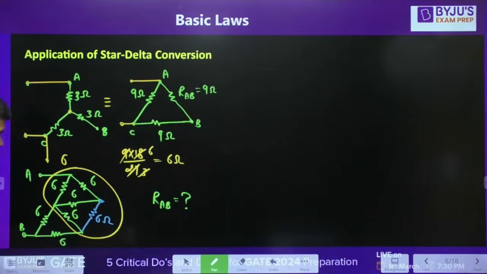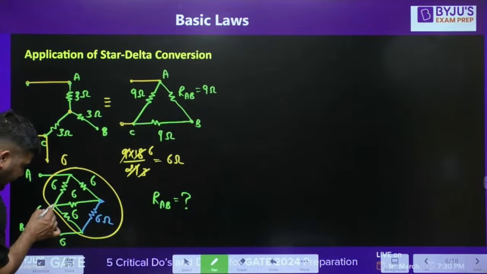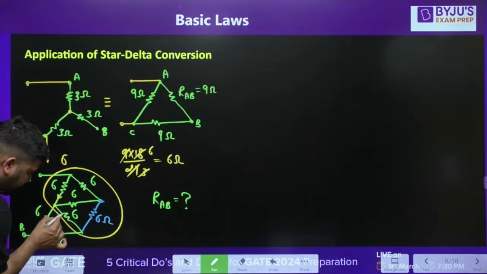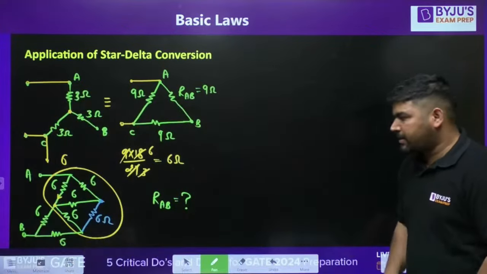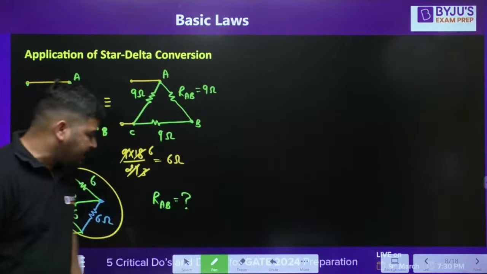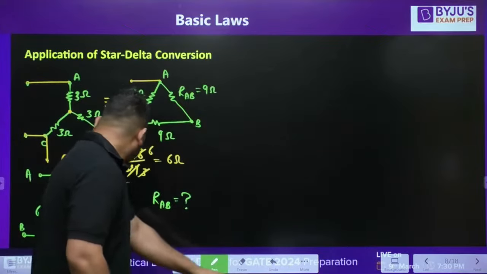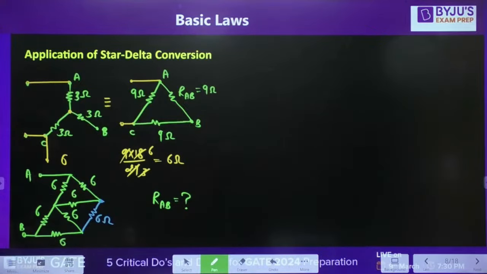Why not? Because there is a current division at this point. The entire current will not go in this side. There will be current division here. So this is not a balanced bridge. Now how to solve this question?